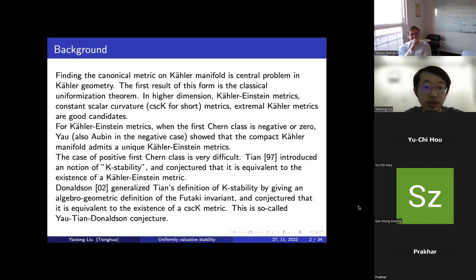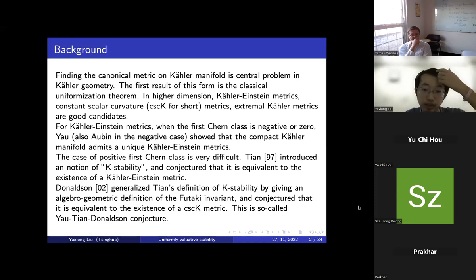So let's recall, for Kähler-Einstein metrics, when the first Chern class is negative or zero, Aubin and Yau's result in the negative case shows that the compact Kähler manifold admits a unique Kähler-Einstein metric. But for the positive case, a Kähler-Einstein metric does not always exist. And Tian introduced a notion of K-stability and conjectured that it is equivalent to the existence of a Kähler-Einstein metric.